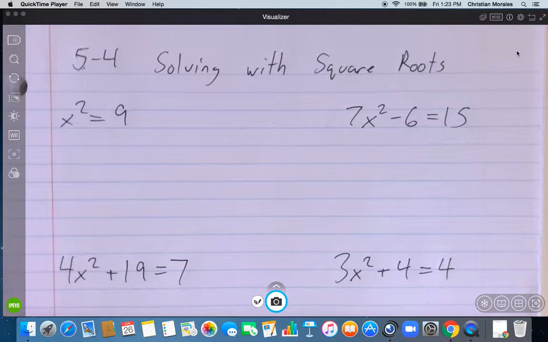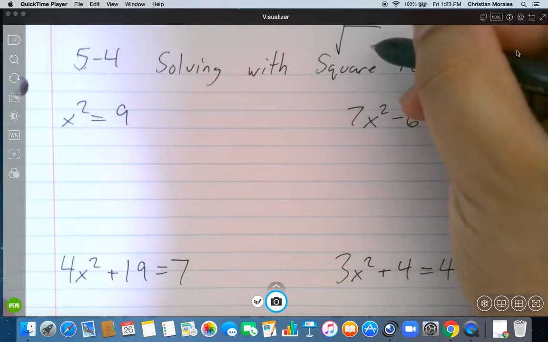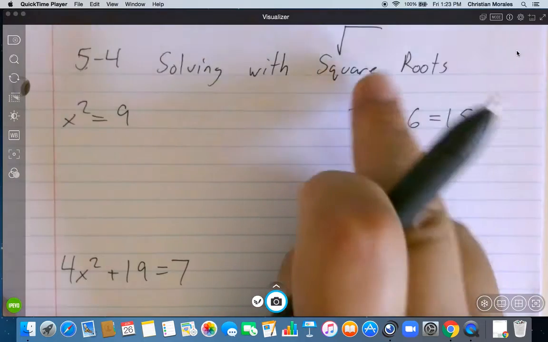Solving with square roots. Now, the reason we went through radical expressions is because we need to review how square roots work to solve quadratic equations. So we're going to solve these using square roots.